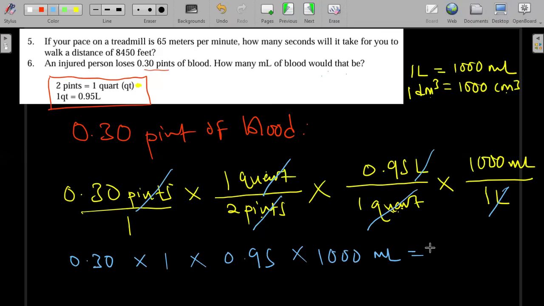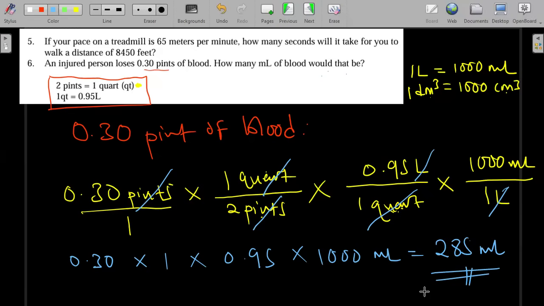So what are we going to get? Just multiply those numbers on your calculator. Let me do that. I have 0.30 multiplied by 1 multiplied by 0.95, then multiplied by 1000. When I multiply all this, I'm getting 285 milliliters. That would be my final answer there. Any questions there?